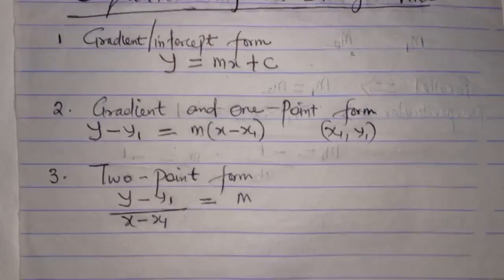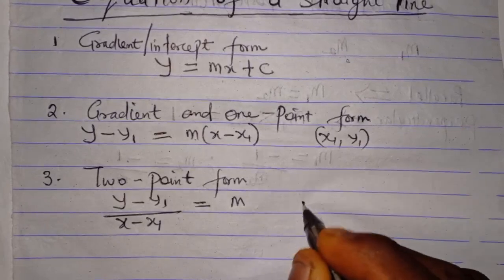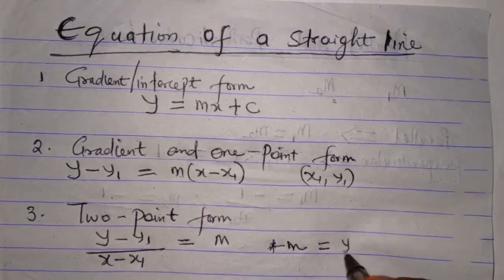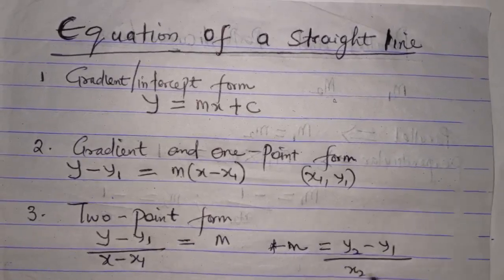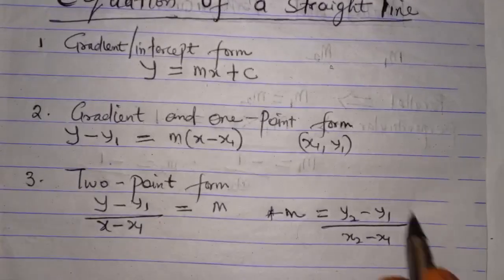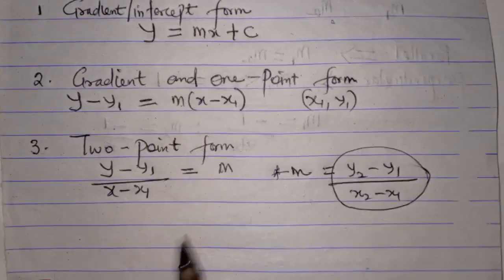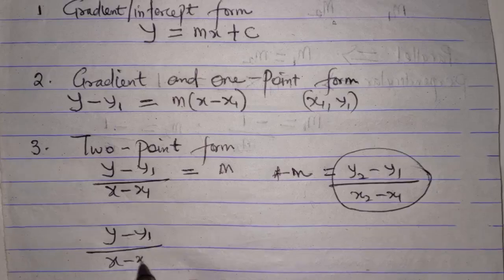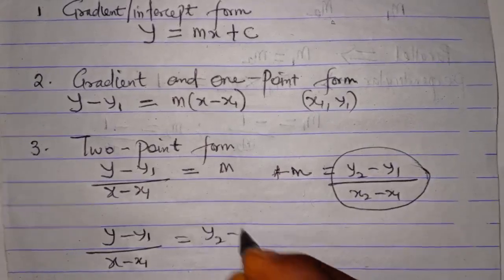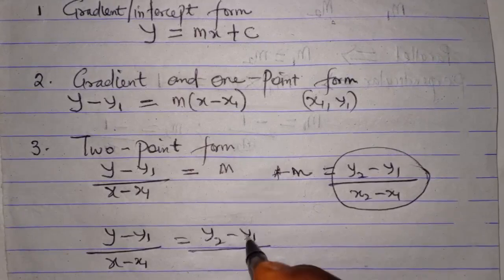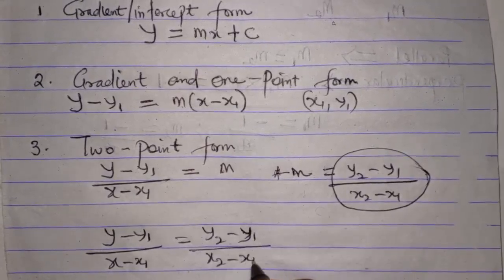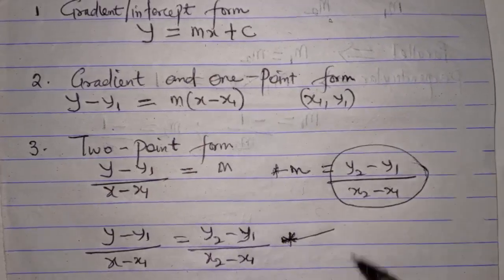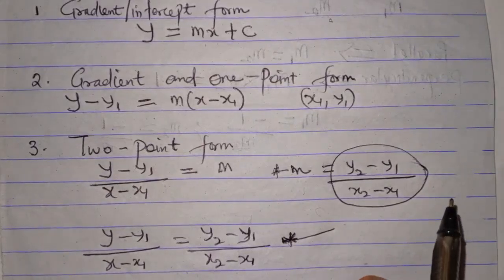And remember what we said about the gradient. The gradient itself, m, is the change in the y-axis to the change in the x-axis. That's y2 minus y1 all over x2 minus x1. So if I write this in place of m here, I will be having y minus y1 all over x minus x1 is equal to y2 minus y1 all over what? x2 minus x1. This is the 2-point form. This is the 2-point form equation of a straight line.